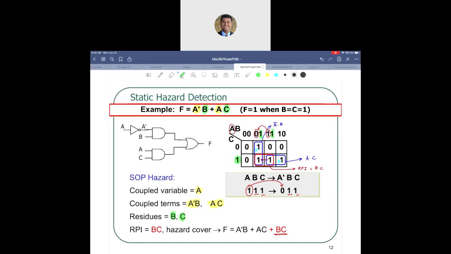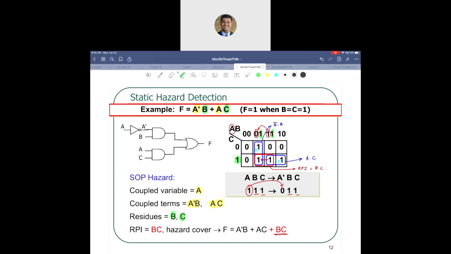Questions here? So the two essential prime implicants, the RPI covers the case where the hazard appears. Yes, that is the case when the glitch could occur. So the hazard is present, but the glitch could occur when A changes.